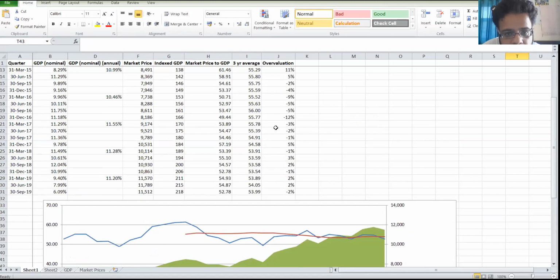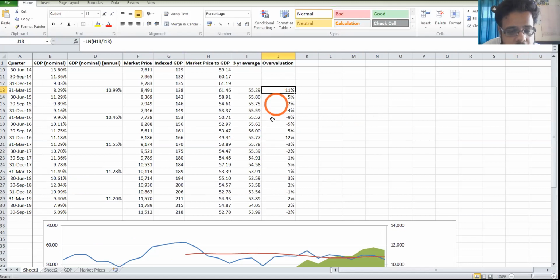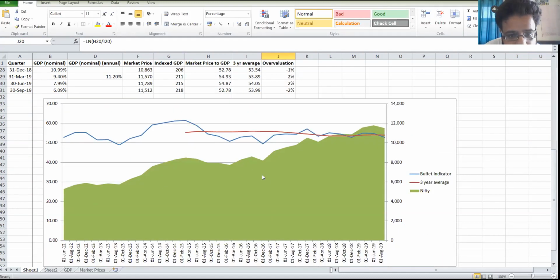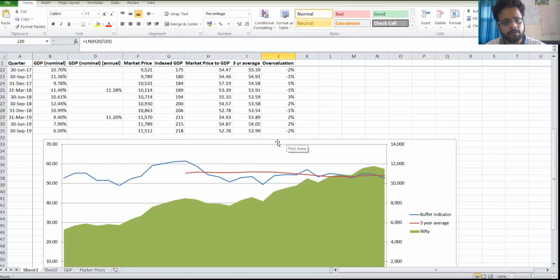The overvaluation or the undervaluation has also not been much. It was 11% in March 2015. It went down to minus 12% in December 16. So this was this time. But apart from this, the market has generally moved in tandem with the GDP growth. So if I have an idea of where my GDP is growing, which a lot of agencies are able to correctly project, then I can have a fair idea whether my market is overvalued or undervalued and by how much. Meanwhile, the market keeps on dipping and increasing depending on the inflation.